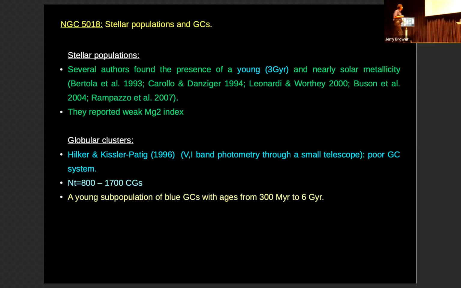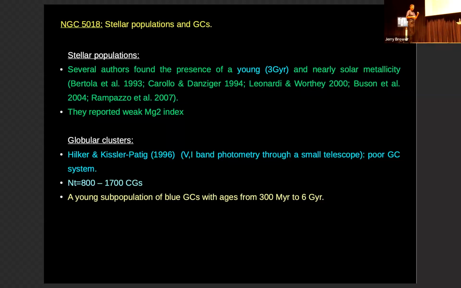Regarding the globular clusters, the previous study is by Hilker and Kissler-Patig, who found a poor globular cluster system, and they estimated this number of the total population.